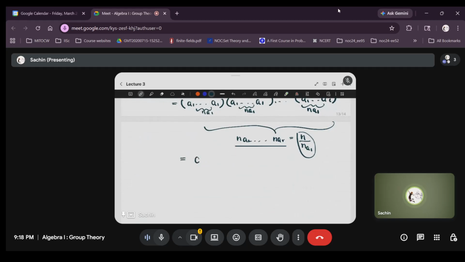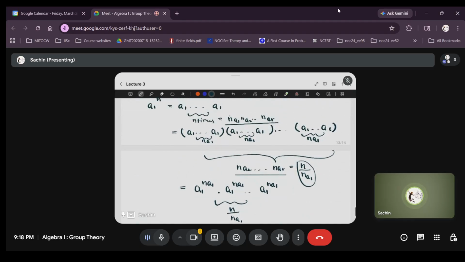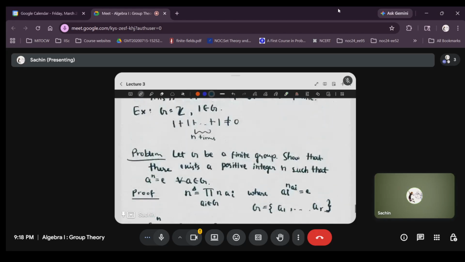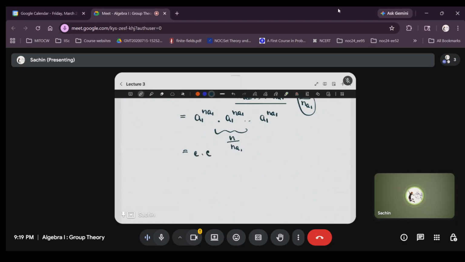So this is a1 power n_a1, right? Into a1 power n_a1 into a1 power n_a1, N by n_a1 times. Each of these groups has n_a1 number of terms. But a1 power n_a1 was by definition e. n_a1 was a number such that a1 power n_a1 is equal to e. So this is nothing but e into e into e.